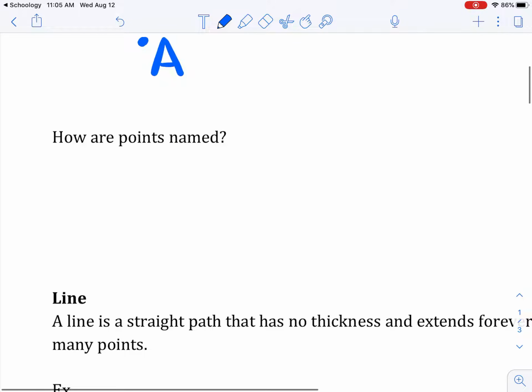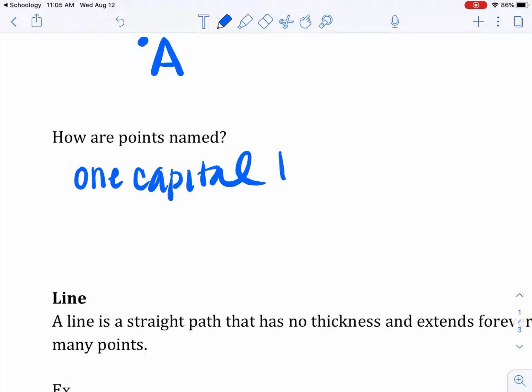Okay, so how are points named? One capital letter. Now if you saw this in writing, it would just look like this. When I see a single capital letter, I know they're talking about a point.